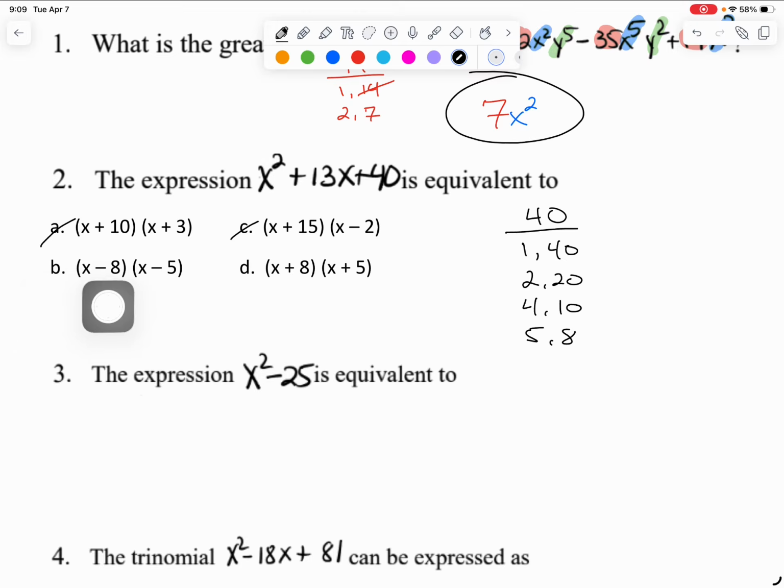B, okay, negative 8 times negative 5 is 40. However, negative 8 plus negative 5 is negative 13. It can't be B. Oh, 8 times 5 is 40. 8 plus 5 is 13. Go ahead and circle your answer. Just going to highlight that in blue and circle it in blue. Use that as a test-taking strategy. Anytime that a equals 1, simply go straight to your answer choices and do basic arithmetic.